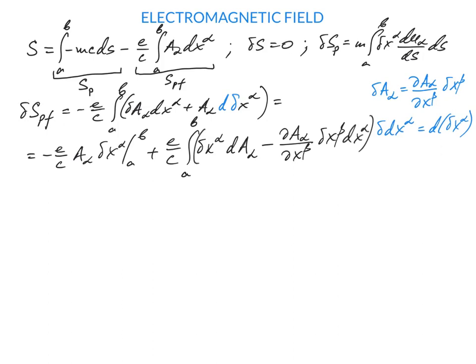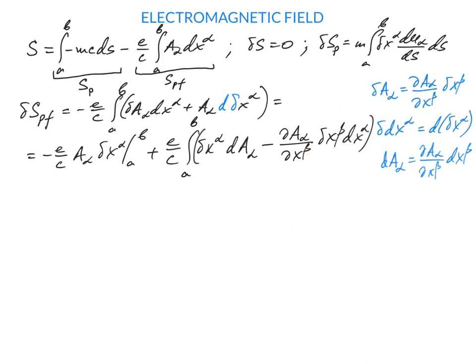Now, in the first term, we're going to use that dA sub alpha equals dA sub alpha over dx beta dx beta. So this is analogous to this expression, except that here we have a differential instead of the variation. Now, in addition, we want to take delta x alpha outside of the brackets. In the first term, it comes with the superscript alpha, and here it's beta. We want to have the same index.